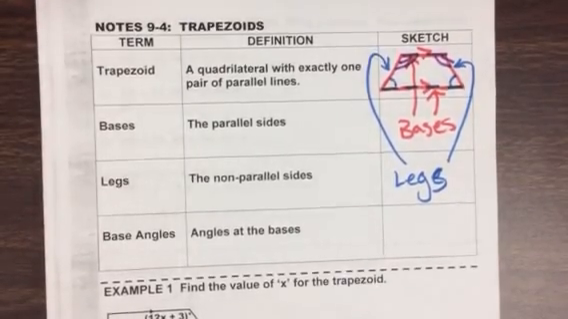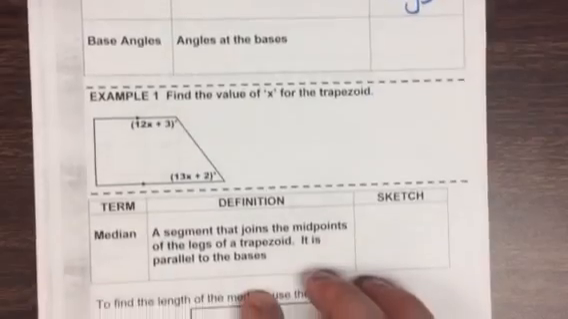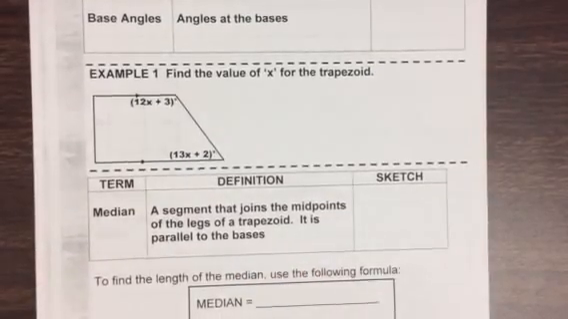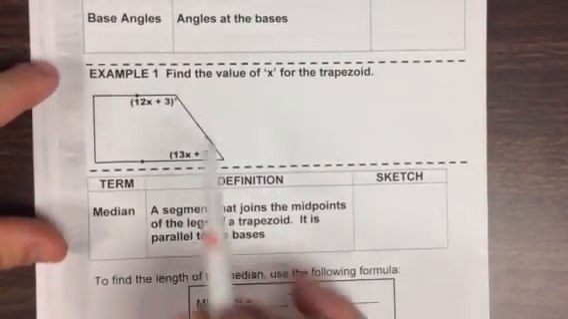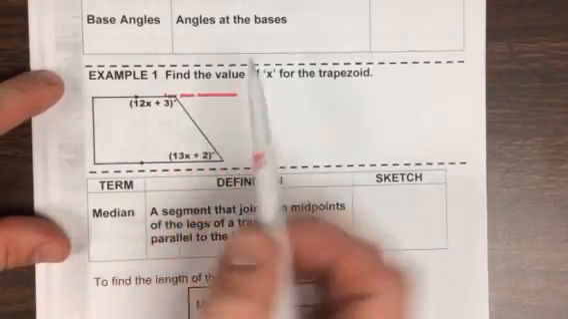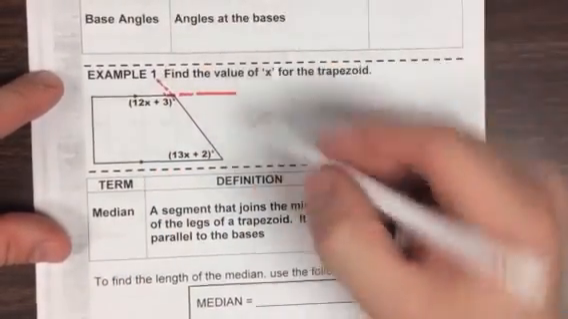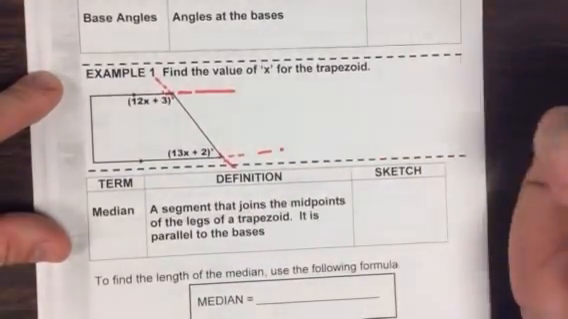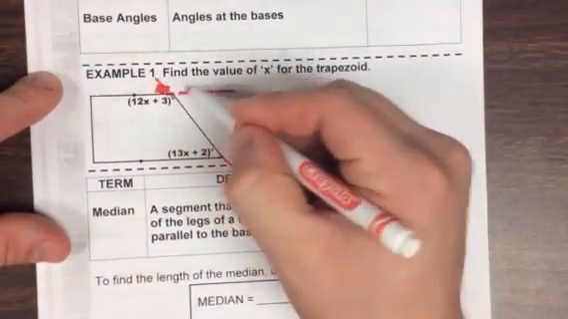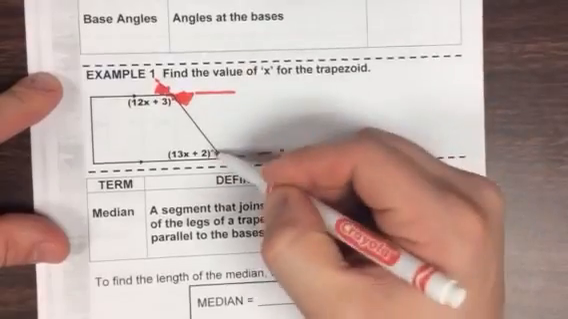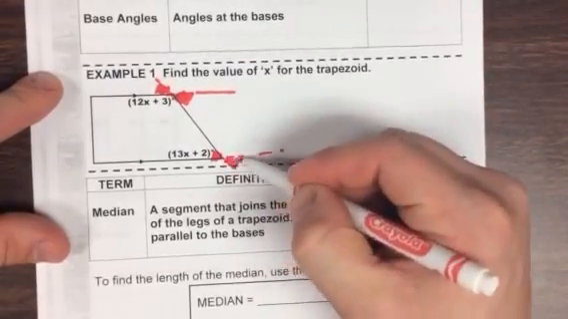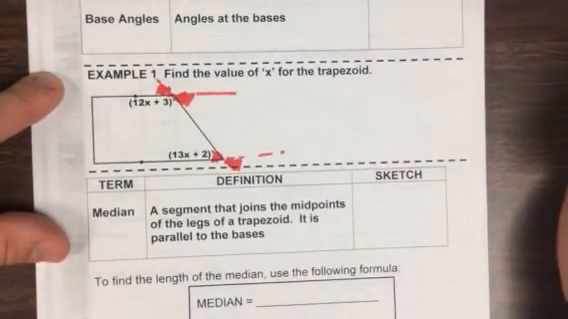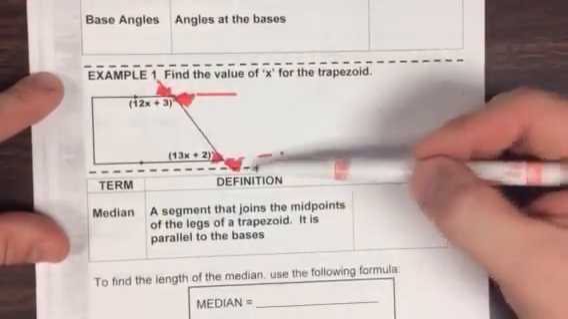Looking down below, example number 1, find the value of x for the trapezoid. So let's see if I extend my lines out. I know I've got parallel lines. Anytime I have parallel lines, I'm going to extend my lines out and look at it. And I'm going to do my zigzag, or my Harry Potter, and decide that these 4 angles must be congruent. So the 4 red marked angles are congruent.